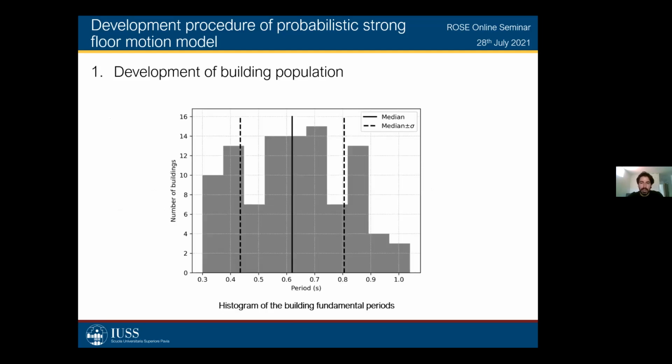What you're seeing here is the histogram of the building fundamental periods of the population. And you can see also in there the median and the median plus minus 1 standard deviation, just to see where we're standing, basically.